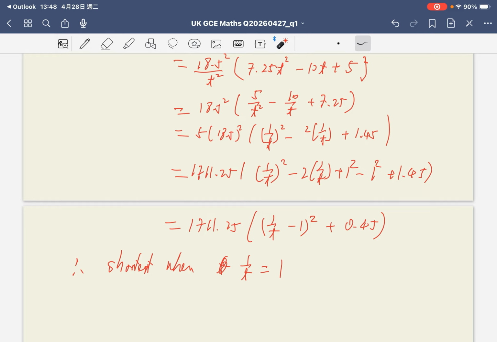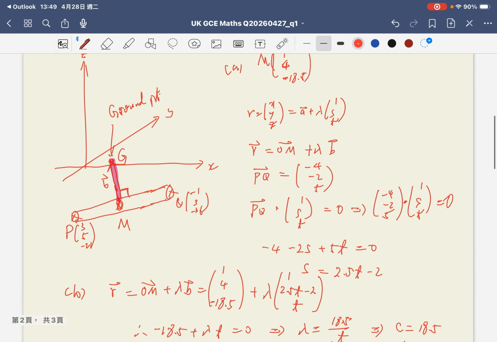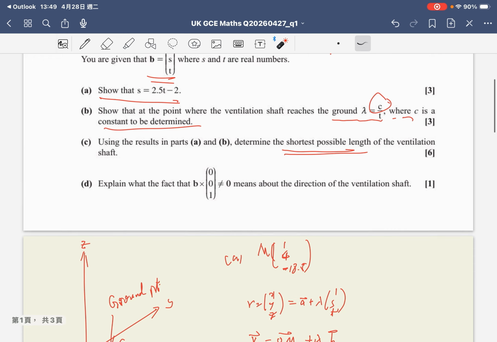Okay, and L square equal to, and that means the shortest length should be equal to, let me check, square root. Okay, that is 27.75. That is the shortest length of the ventilation. Okay, that is part C.